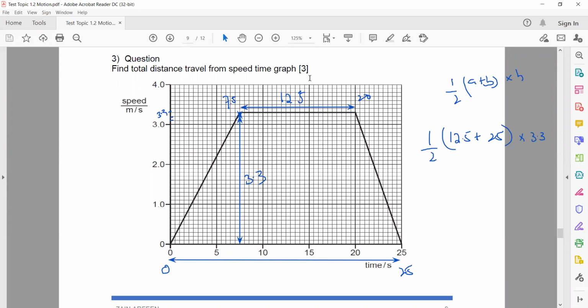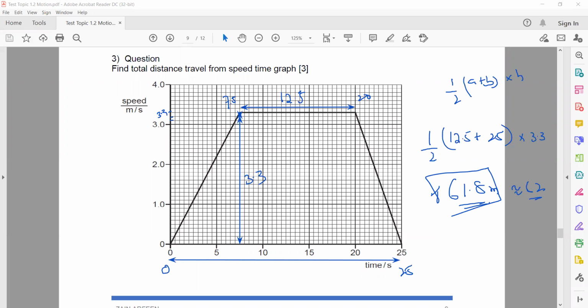So 61.8, which is approximately equal to 62. In the marking scheme it is written 62, but the actual answer is the correct answer. In terms of significant figures, 61.8 is also the right answer.